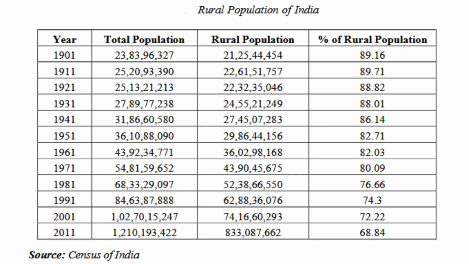If we look at the table, we can observe that the number of rural population in India is increasing, but as a percentage, it is decreasing. According to the data of 2011 census, 68.84% of the total population of India lives in rural areas.